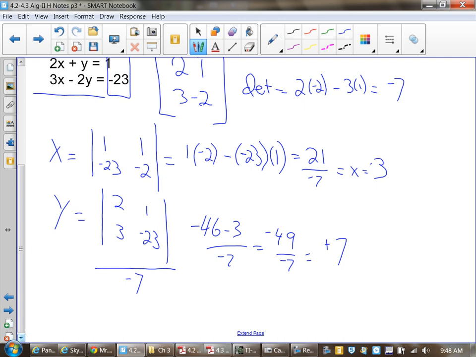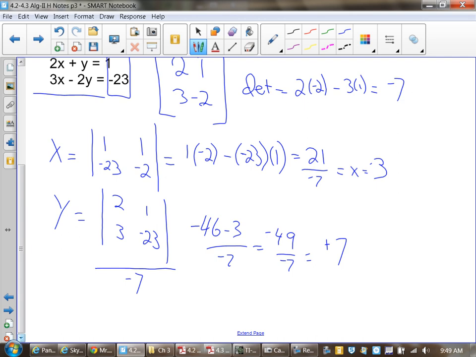I'm going to walk you through it again. I just wanted to show you how this evolves. What we wind up doing here, when we're working with determinants, you're able to create a coefficient matrix. You have your x and a y. So in our original part, we had 2, 1, 3, -2 equaled 1, -23.